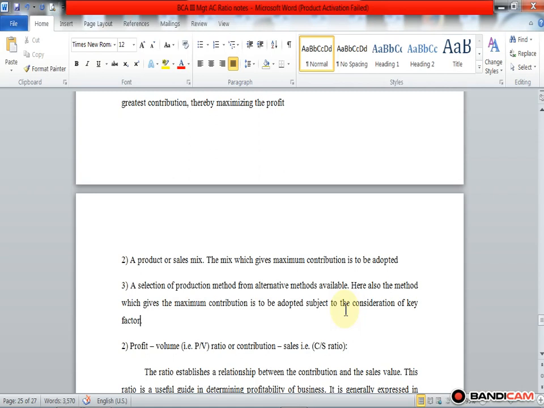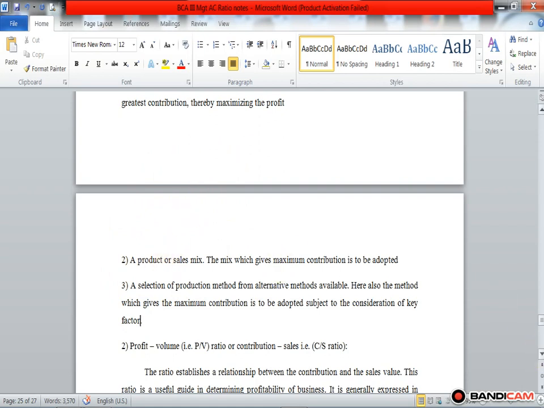We see the methods available for production, that is make or buy decision and so on, alternative production methods. So here the organization adopts the new method available which gives the maximum contribution to the organization. These are the key factors of the organization to maximize the contribution. This is contribution, and the calculation of contribution.